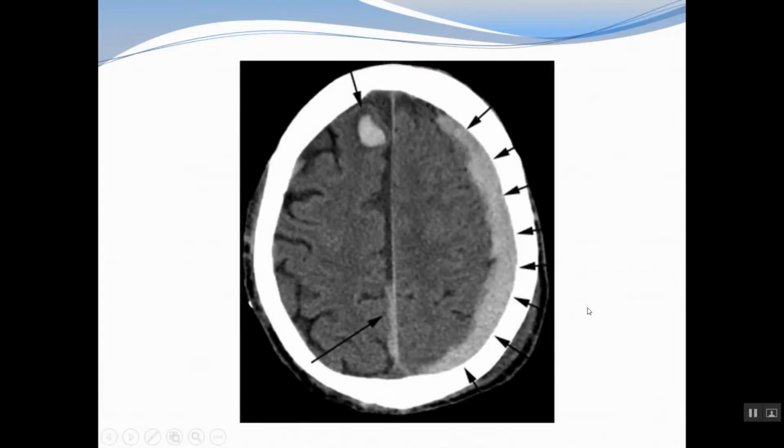Another case: a large left crescent-shaped hyperdense blood collection, a subdural hematoma, which may extend to the interhemispheric fissure. Here there is a right parenchymal hematoma.